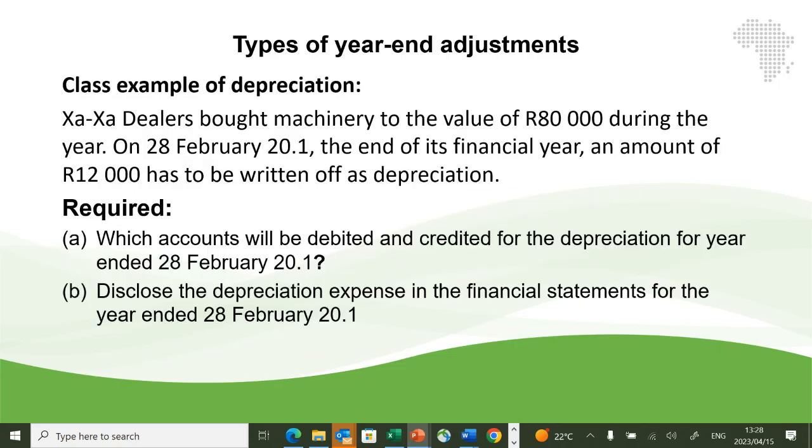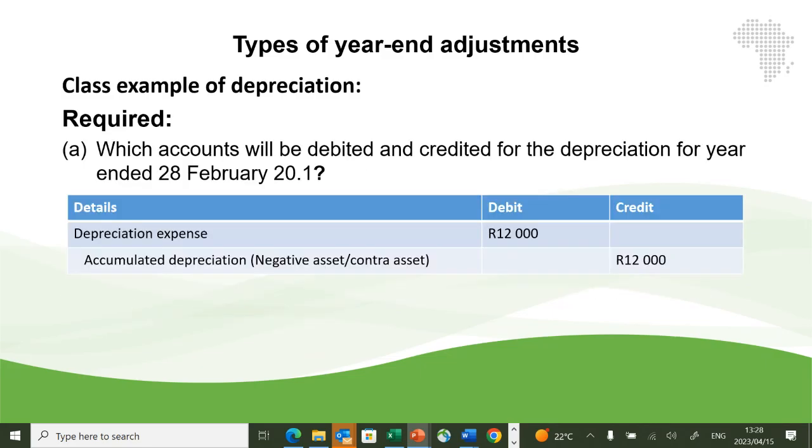Which account will be debited and credited for the depreciation for the year ended 28 February 20.1? So we were told here that 12,000 has to be written off as depreciation. Which means our depreciation is increasing by how much? By 12,000. Depreciation is an expense. Expense is increased on which side? On the debit side. So you debit the depreciation expense of 12,000. And what are you going to credit? Each and every time you record the depreciation, you will also have to address what? The accumulated depreciation.